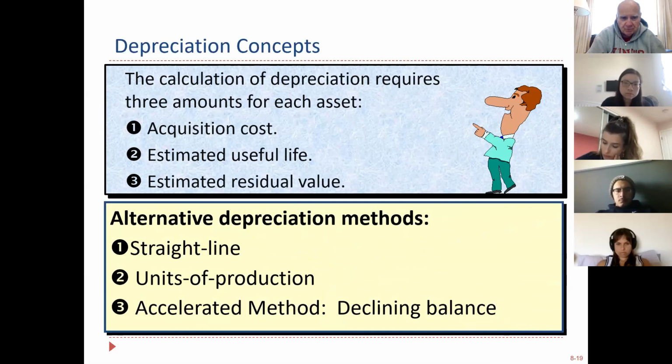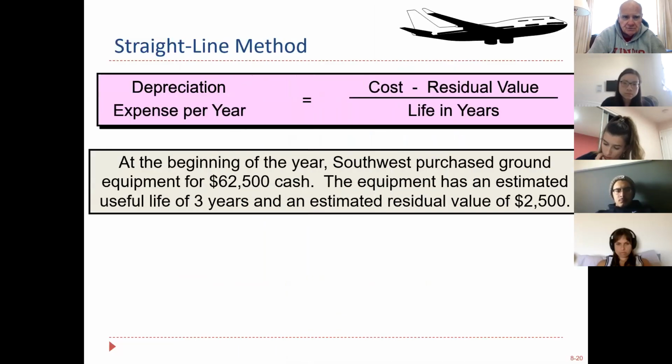And then we're going to get into our 3 methods, and there are more methods than this, but these are the 3 that we choose. Straight line. First of all, straight line is probably what most companies use because it's easy, because it spreads the cost out evenly from year to year. And so what do we have here? We have Southwest Airlines buying ground equipment, and it's only going to last 3 years.